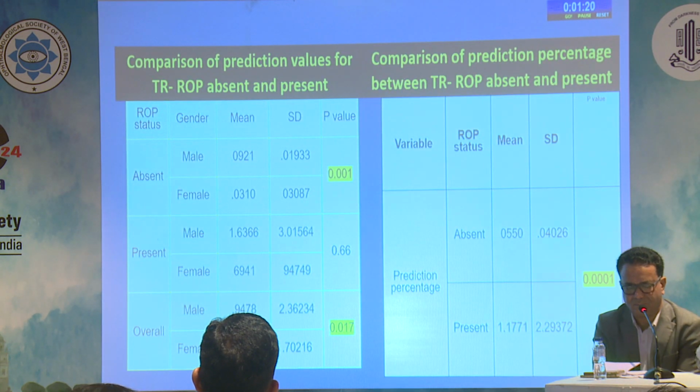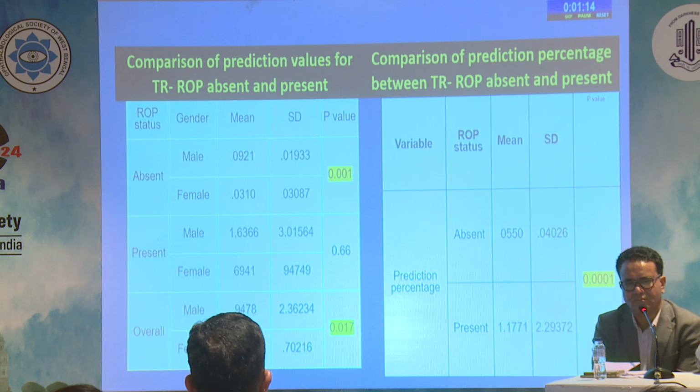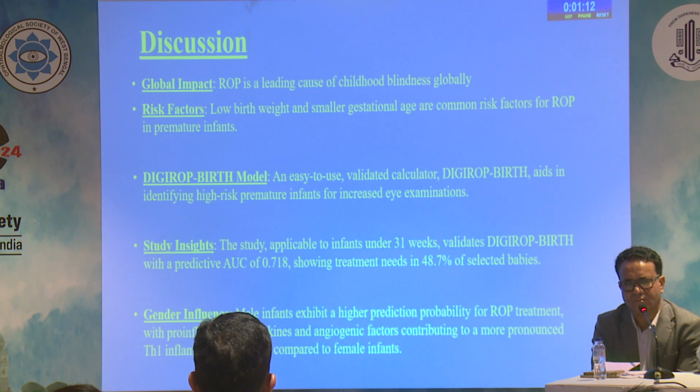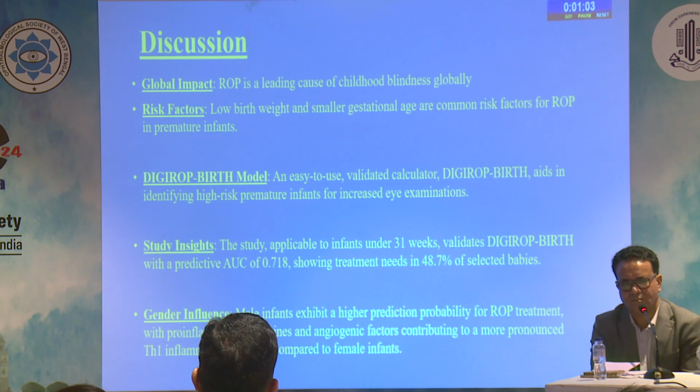Here again, this table depicts where the males have a higher prediction of needing ROP treatment in the future. The discussion, the global impact: ROP is a leading cause of childhood blindness globally. The risk factors are predominantly low birth weight and smaller gestational age.